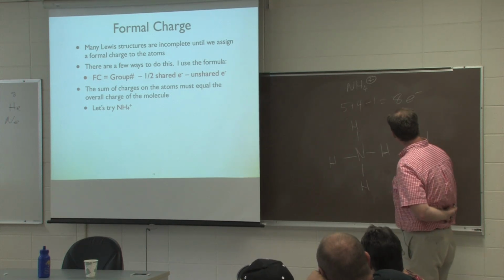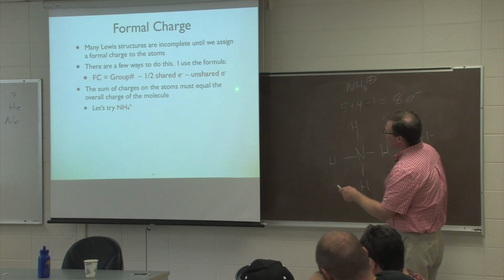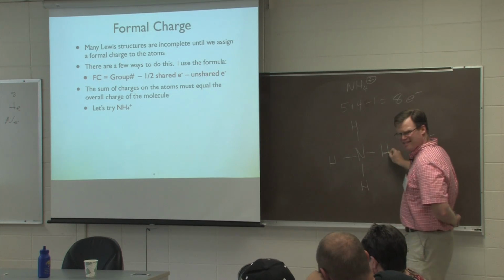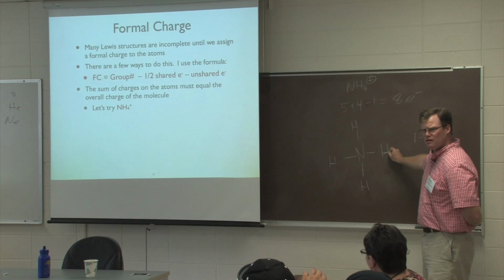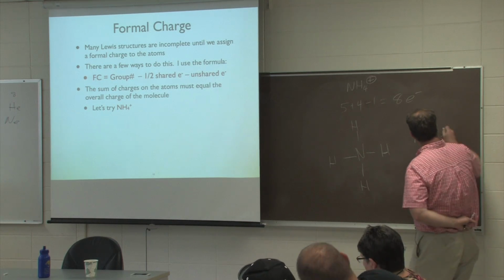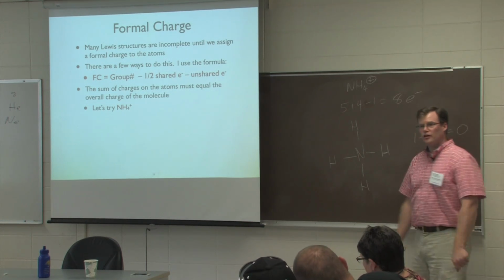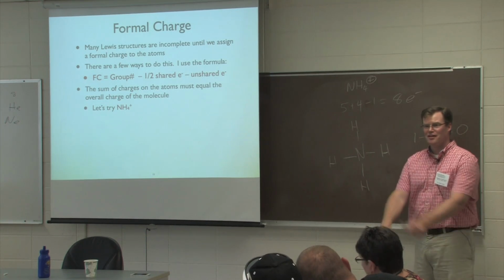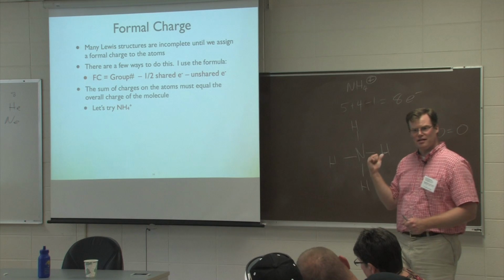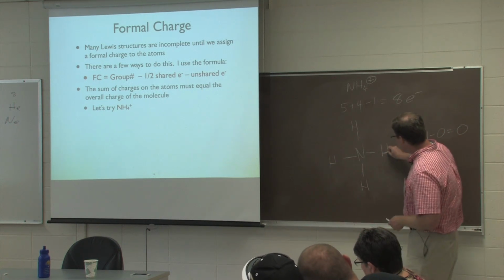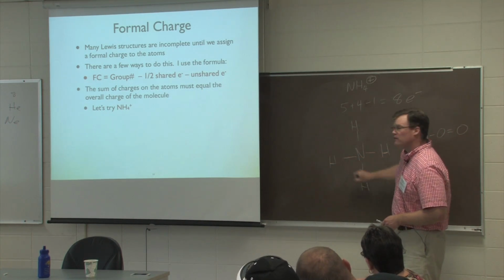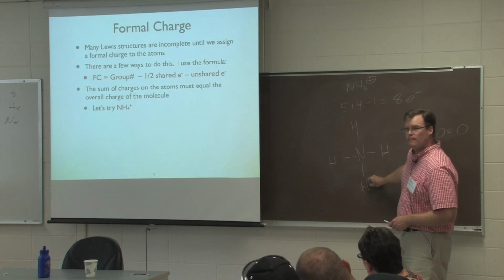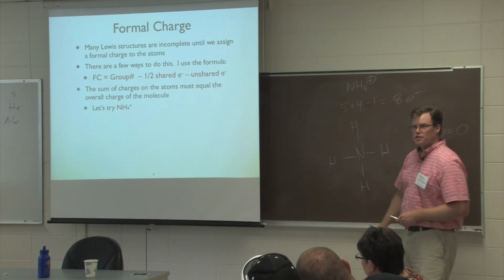So 1 minus 1, and then minus the number of unshared electrons on this hydrogen. Does it have any unshared electrons? No. So 1 minus 1 minus 0 is equal to 0. All right, that hydrogen's neutral. Thank goodness, because if the hydrogen was positive, we'd have a problem. Does that make sense? Can we all agree that we'd get the same result for the remaining 3 hydrogens? Good. Let's do this nitrogen.